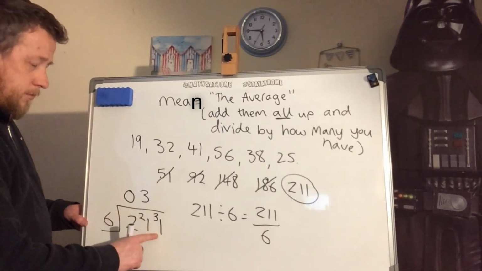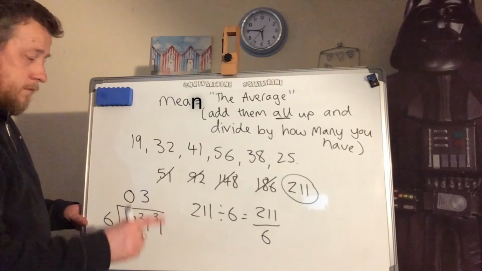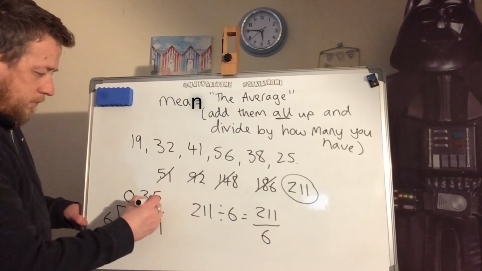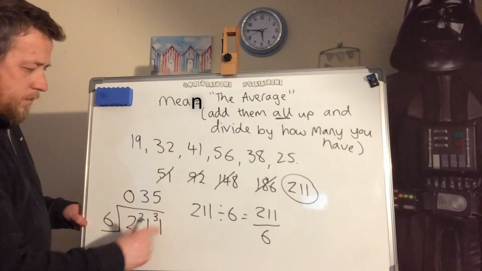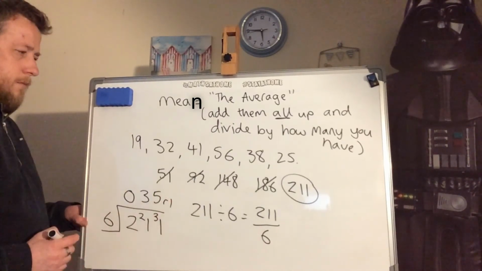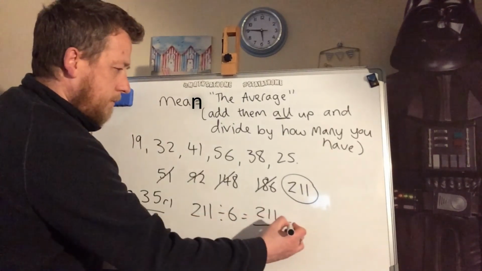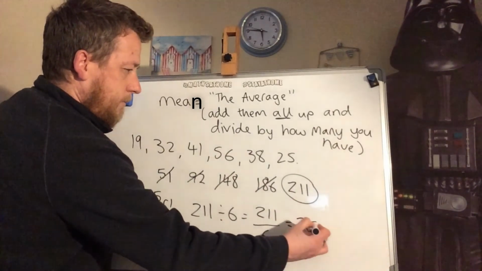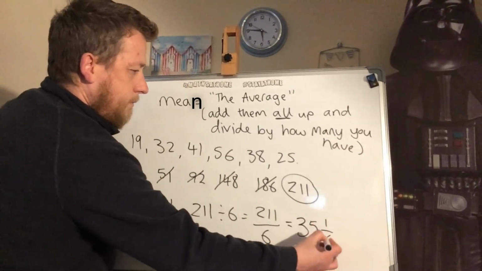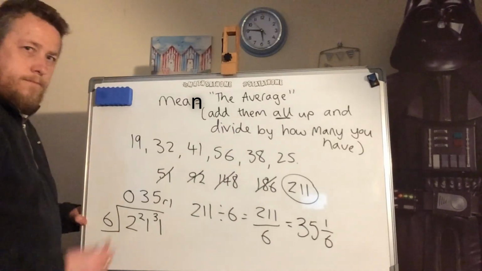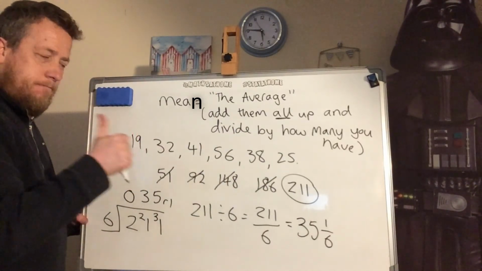That's it. And how many 6s in 31? That's going to be 5. And of course there will be 1 left over. So how does that relate to the fraction? Well, we've now got 35 as our answer, with the remainder of 1 as 1/6.